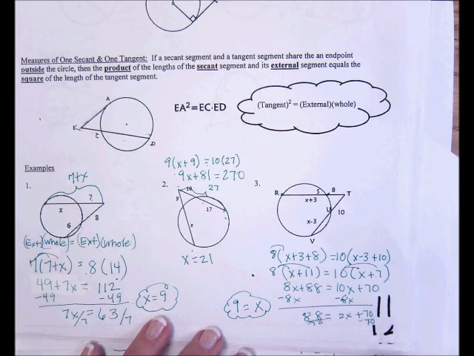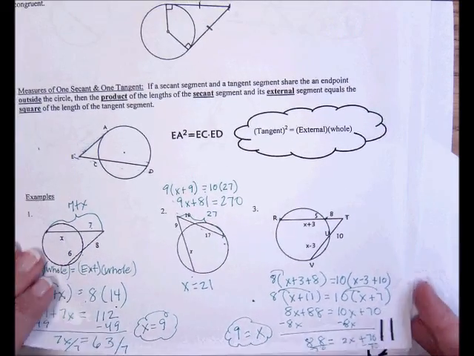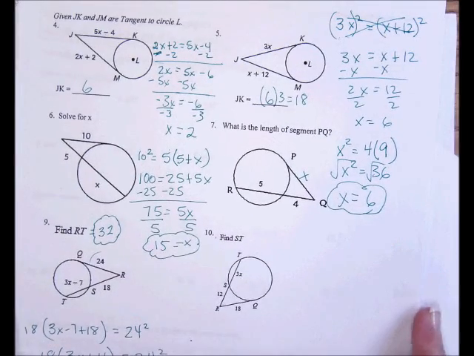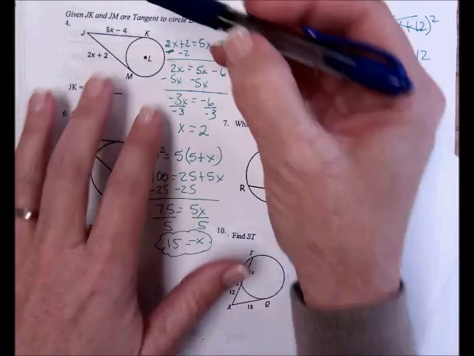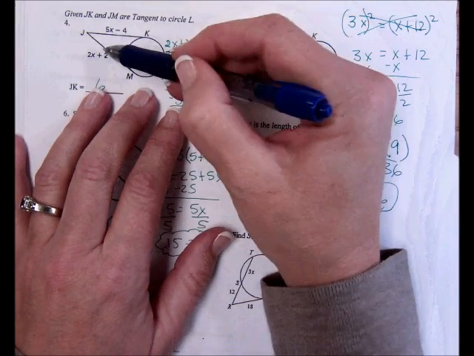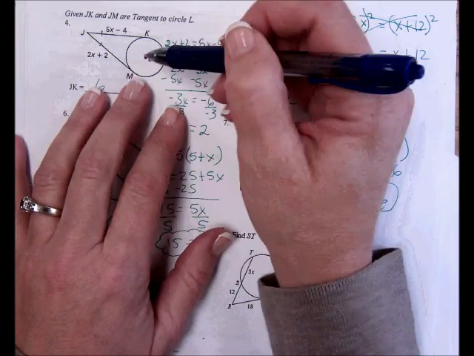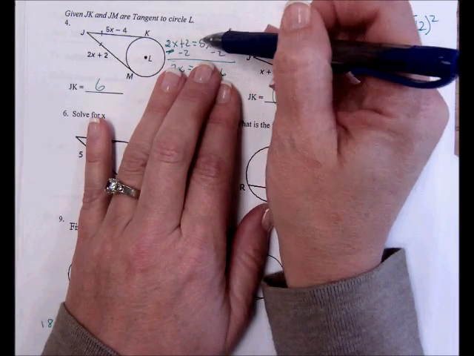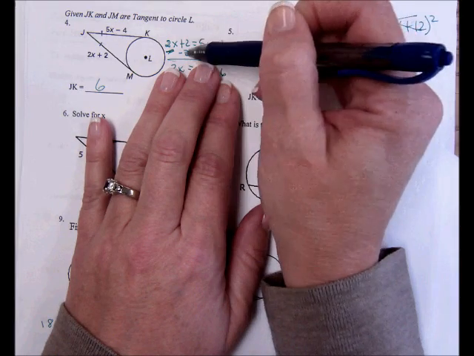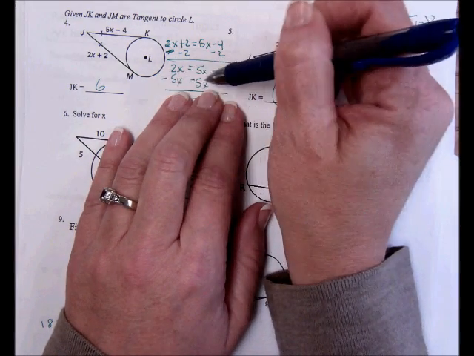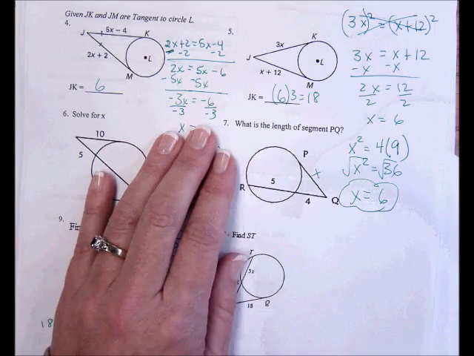I have 9 times x plus 9 is equal to 10 times 27. And I solve for x by setting up an algebraic equation. Number 3 is the exact same situation. Number 4 is a little bit different, and these are two tangent lines, and they intersect at an external point. So I can end up setting these two equal to each other and solving for x.